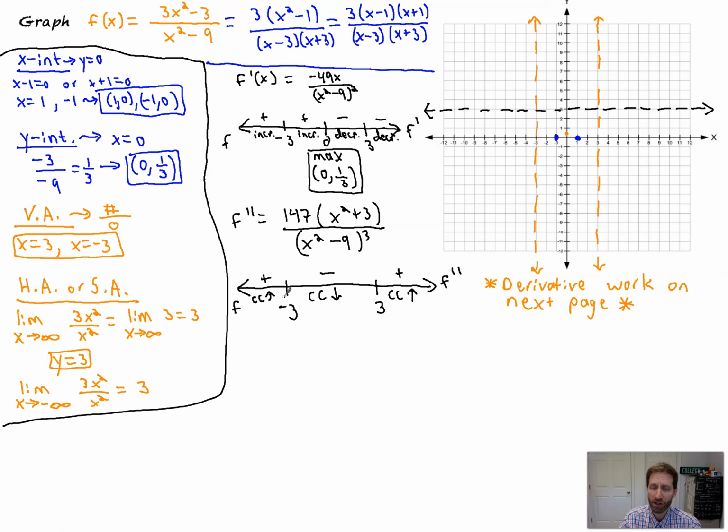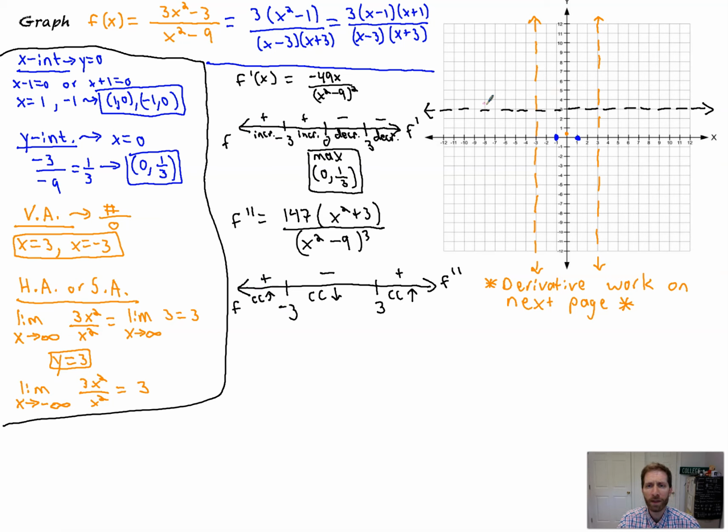There are no points of inflection, again, because we had vertical asymptotes and no points at -3 and 3. So we're just going to use everything piece by piece. Let's graph it. I'm psyched. We put in so much work. So from -infinity to -3, we are increasing and concave up.